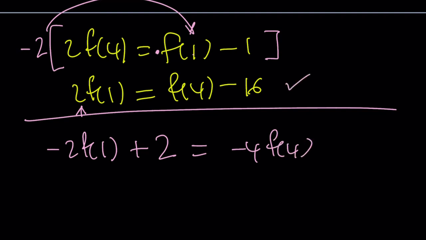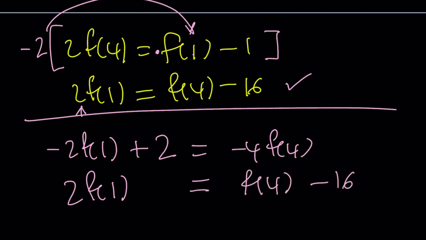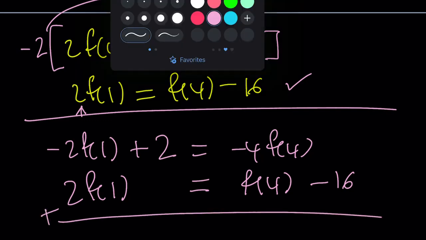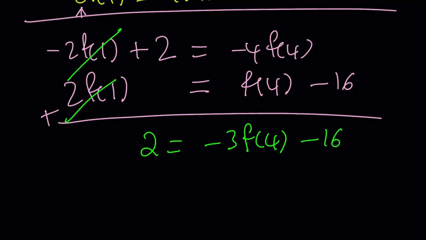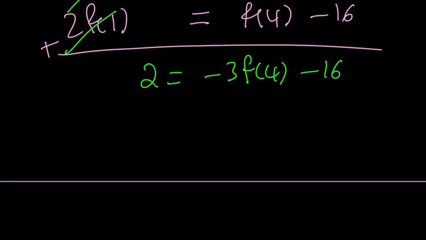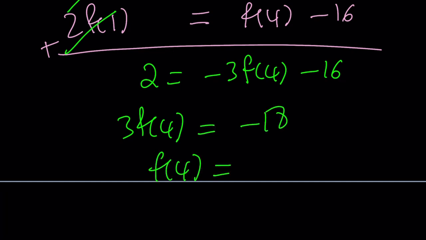And the second equation stays the same. 2f of 1 equals f of 4 minus 16. Notice that by adding these equations side by side, I'm able to eliminate f of 1. And this gives me 2 equals negative 3 f of 4 minus 16. If you add 3 f of 4 to both sides and subtract 2, you're going to get the following, and from here we're going to be getting the exact same solution.